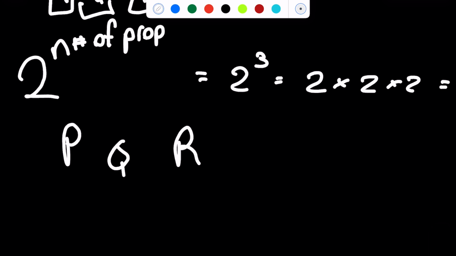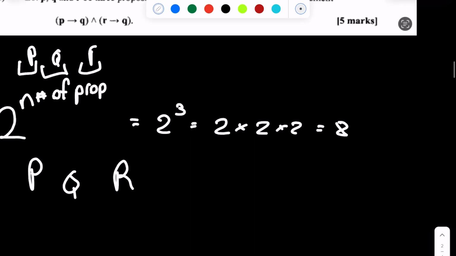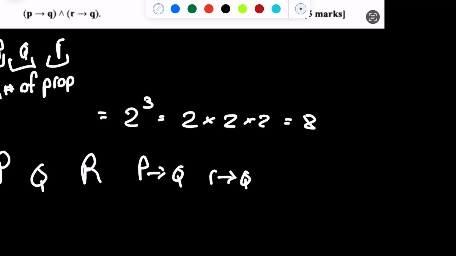We know that much. And we know that they're going to want us to do P then Q, so we can just write that down, P then Q. And they're going to want us to have R then Q. And then they're going to want us to do the AND for both of these. So P then Q, and R then Q.